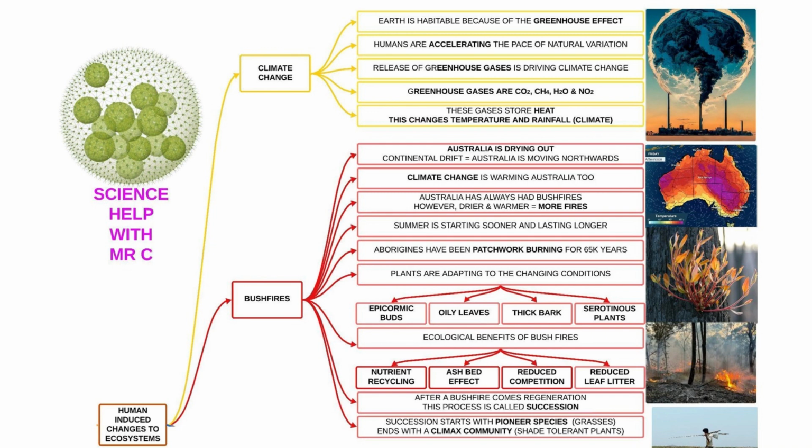All of these gases can store heat, and this changes the temperature and rainfall within an ecosystem, and that's what we call climate. Next is bushfires. Australia is drying out. With continental drift, Australia is moving northwards at about 5 centimetres a year, and its climate is changing. Australia is warming up.